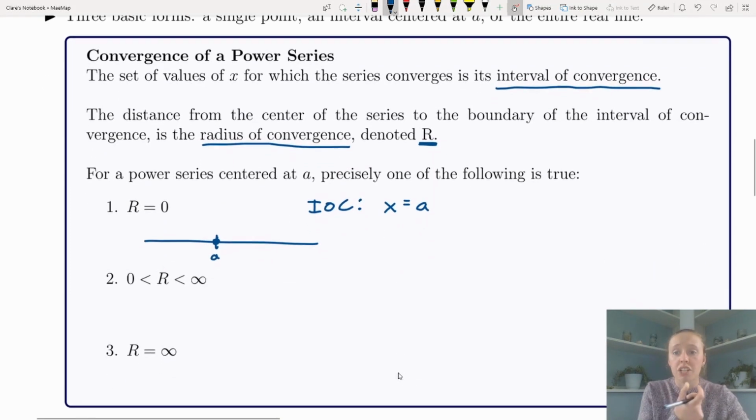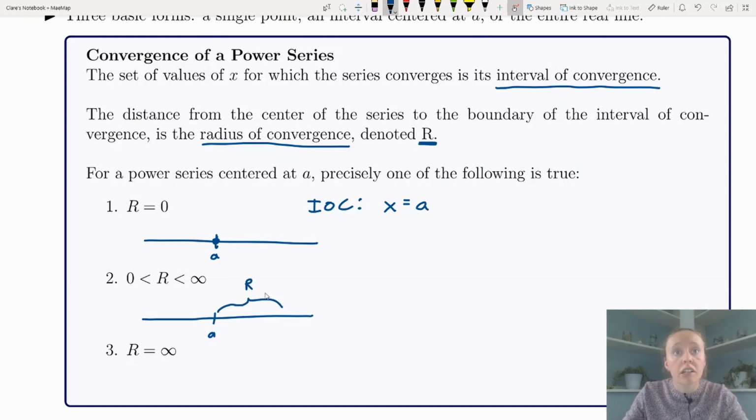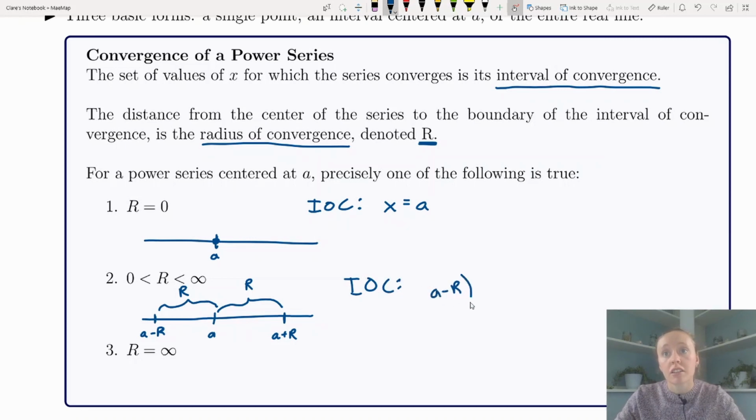Now, when our radius of convergence is some finite number between 0 and infinity, our interval of convergence is between two real numbers. So, for example, looking at this visually, if we're centered at a, and we know that we have some radius r, this point here is a plus r, and this over here would be a minus r, because remember, our radius swings both ways. So our interval of convergence in this case is a minus r less than x, which is less than a plus r.